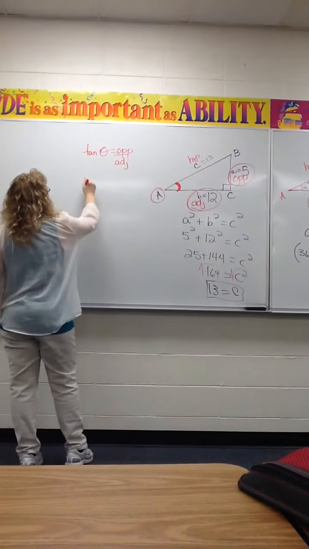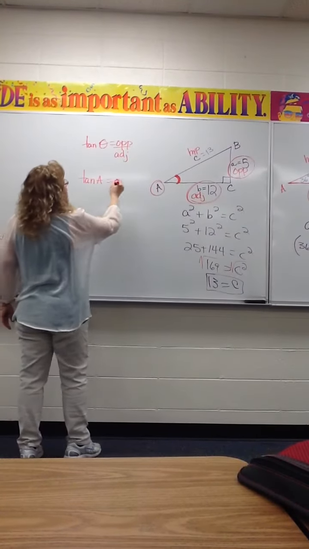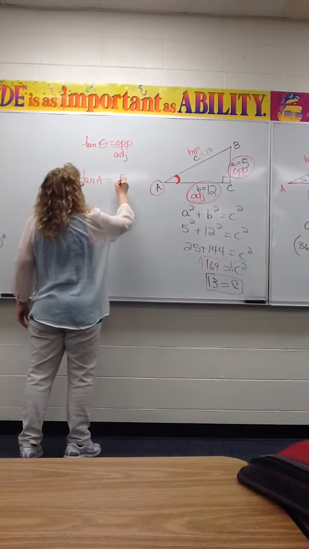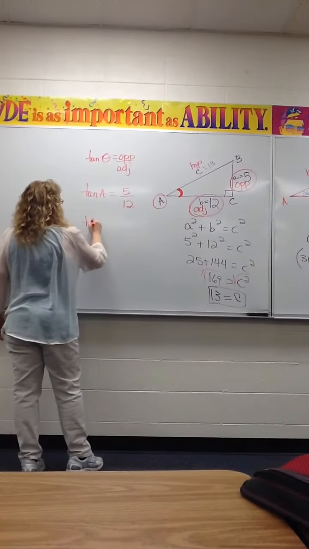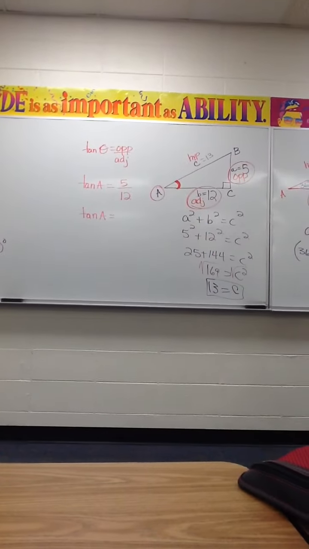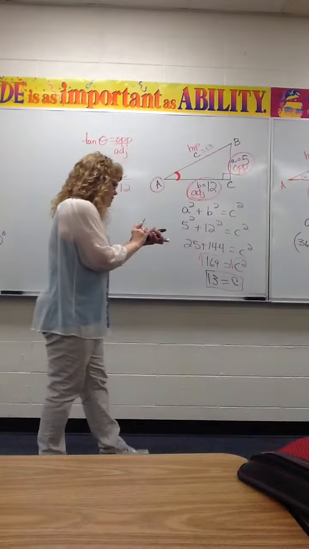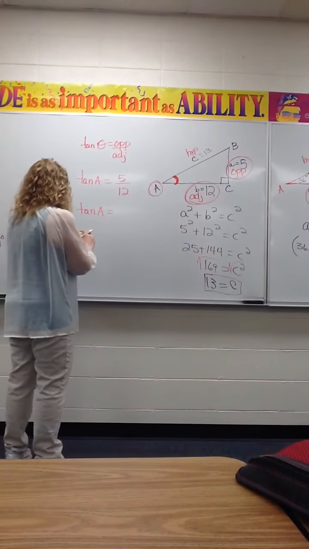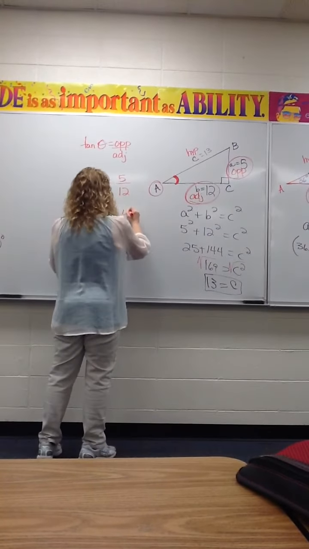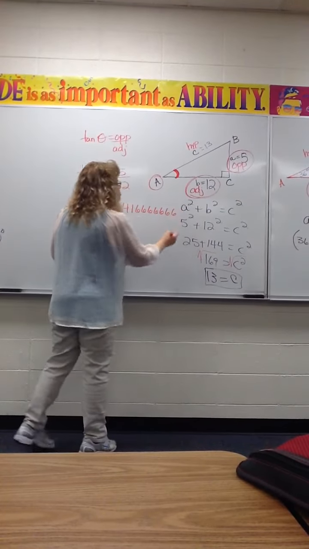So in this case, the tangent of A equals, what's the opposite side? 5. Over. So you're going to have to divide that out. Tangent of A equals 5 divided by 12, I think, 0.41666666. Don't round it.